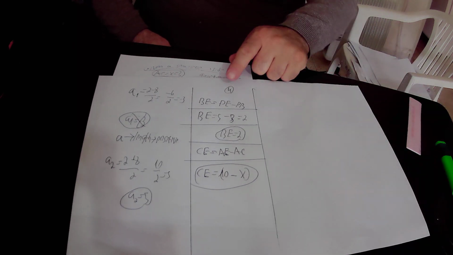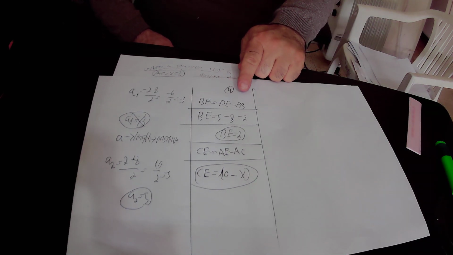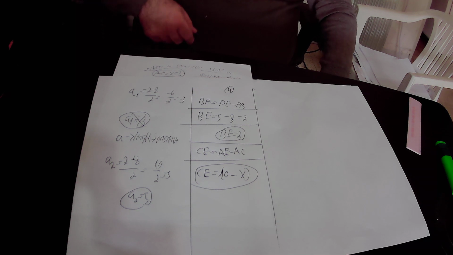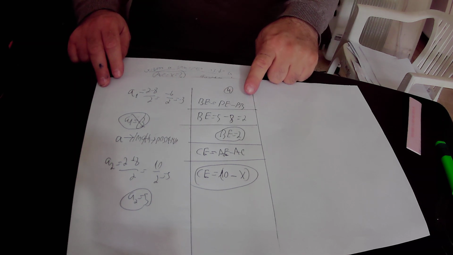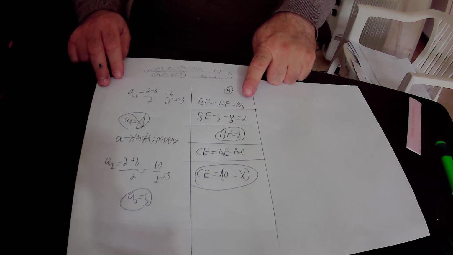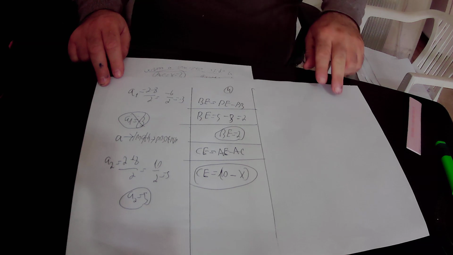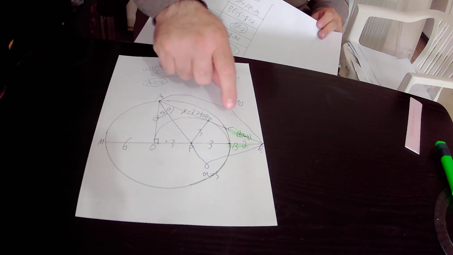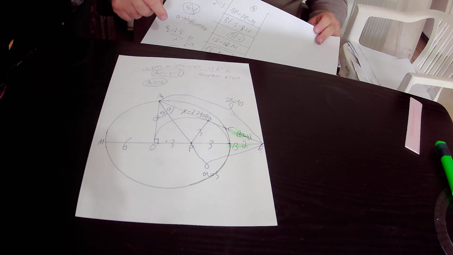Here BE equals PE minus PB. PE equals A, that is 5. PB equals 3, that is the radius of the semicircle. So in conclusion, BE equals 5 minus 3, that is 2. So we found out that line segment BE equals 2 units.